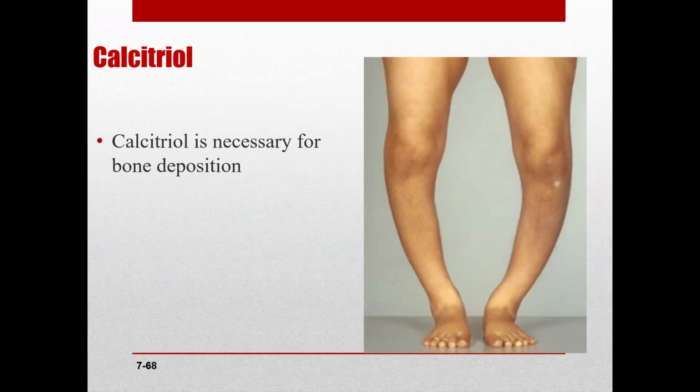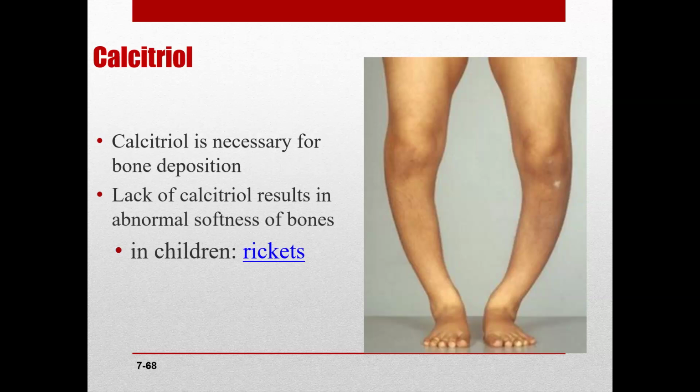You can skip all the pictures. If we don't have calcitriol, this is what generally happens. If we don't have it in the diet, because sunlight exposure is just not enough. You've got to have some in your diet for sure. If we don't have vitamin D in the diet to absorb that calcium, then we get the deformity of the bones.